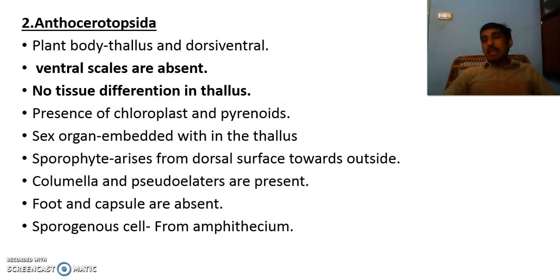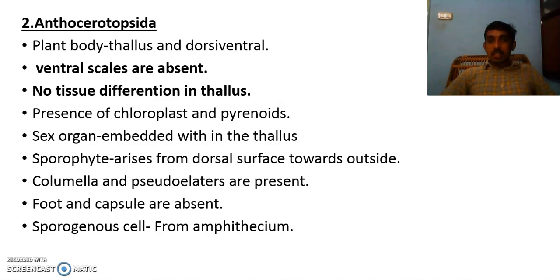But in the case of Anthocerotopsida, the ventral or lower portion lacks the multicellular scales, but they are present in the case of Hepaticopsida. And we can also see the chloroplast and pyrenoid in Anthocerotopsida, like that of Hepaticopsida. And the sex organs are embedded, they are buried. Sex organs are usually antheridium and archegonium. They are embedded or buried within the thallus.